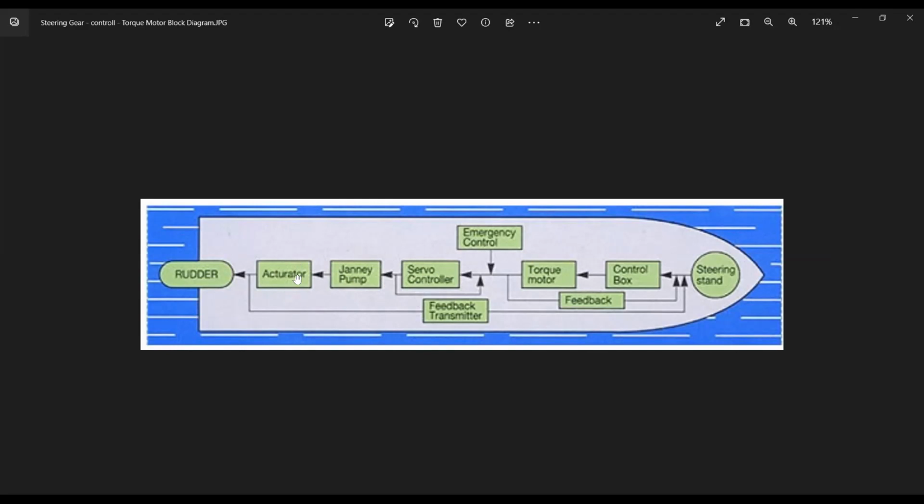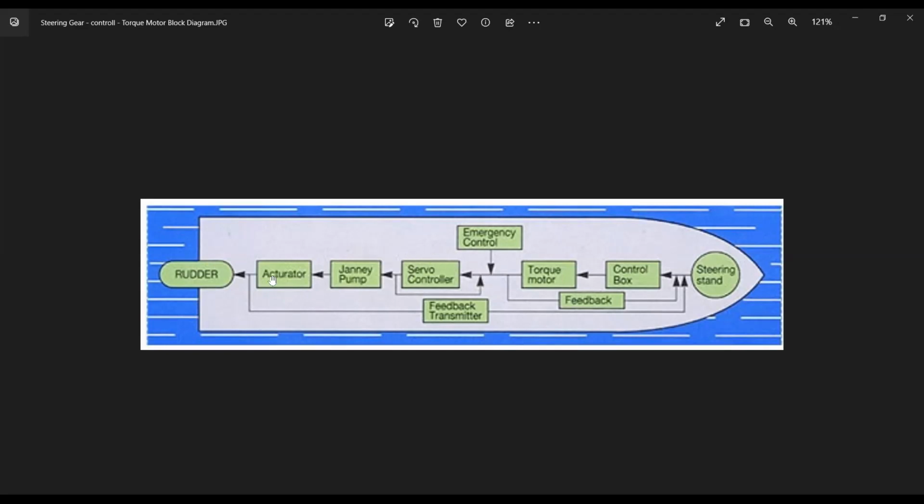If the rudder is not going to move back further, means if you had 15, 20 degrees and it has been reached, then it will stop this flow and it will go back. Actually, it doesn't go back to the system. It goes back into the reservoir, the hydraulic reservoirs for the pump.